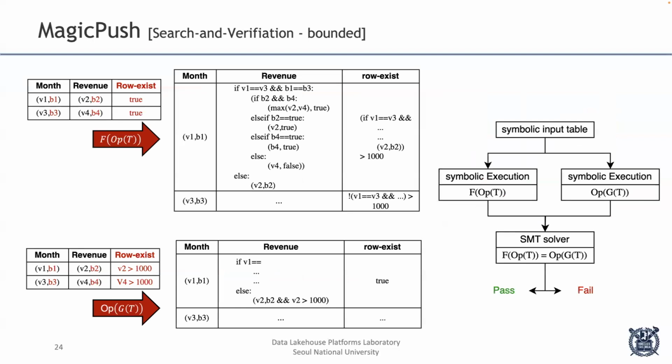Okay. So like I said, we have a symbolic input table, and then we're going to do the symbolic execution for f of OP of T and the symbolic execution of OP of G of T. And then these two symbolic tables will go to the SMT solver, and it's going to test if f of OP of T is equivalent, I'm not going to say equal, but equivalent, to OP of G of T. If it passes, then we return G. If it fails, then we check the next one, which is the next least, well, the less selective one, because they're ordered based on selectiveness order.